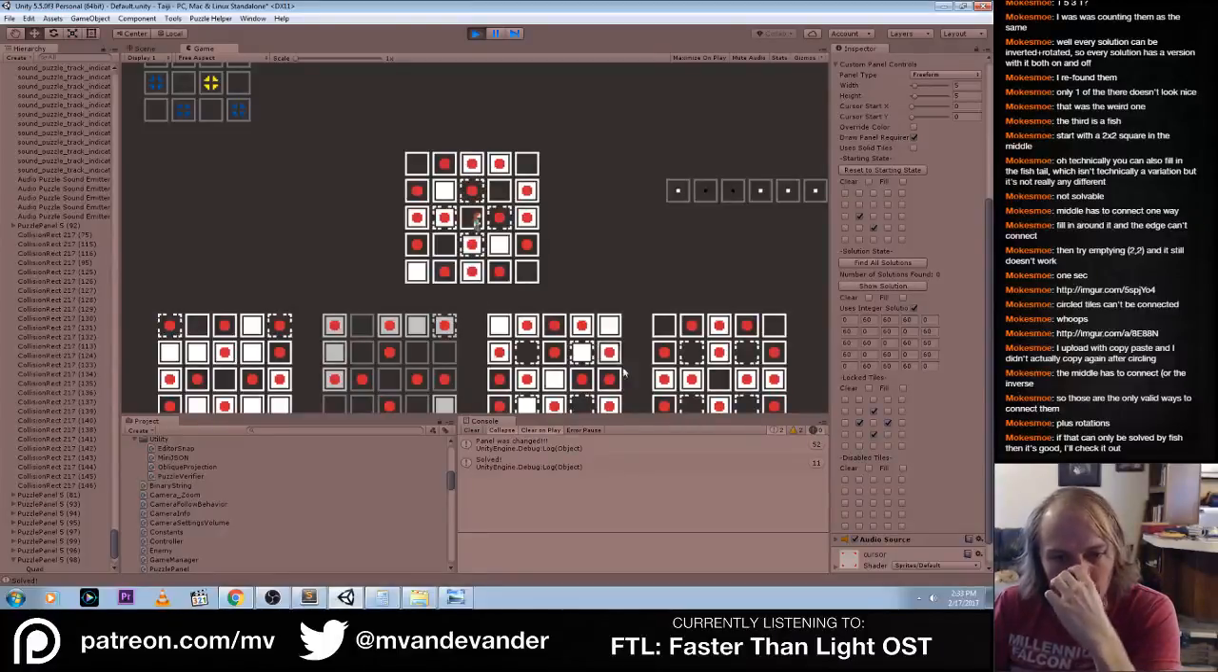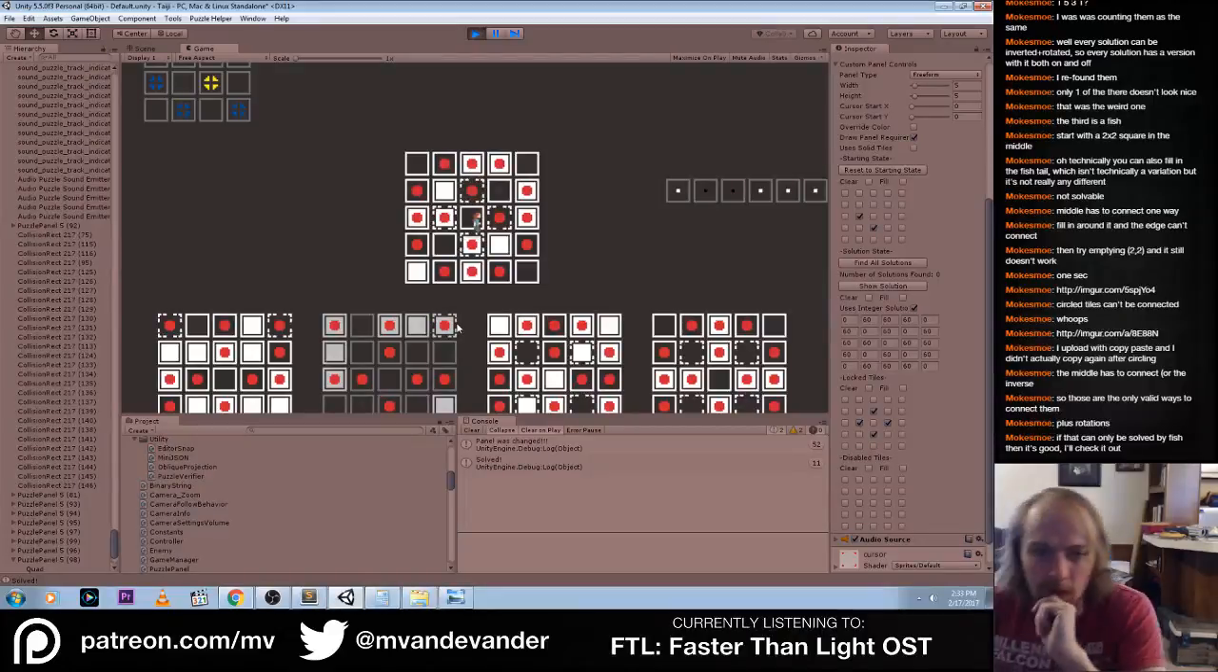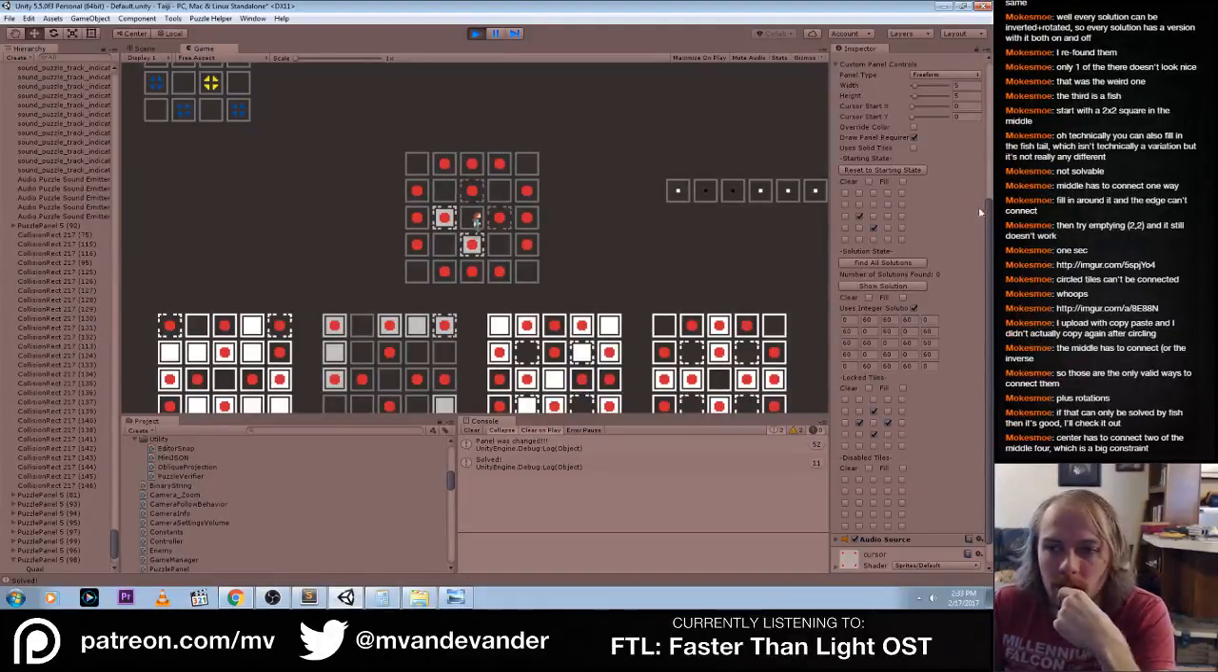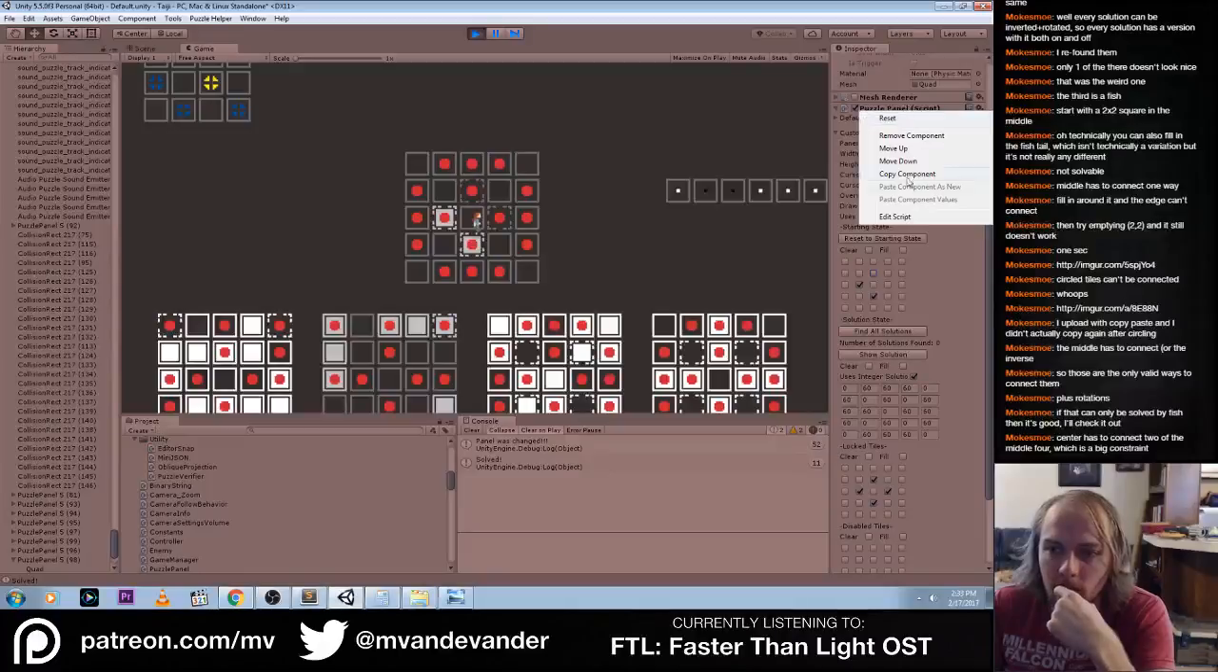That might be a better puzzle than this one, though. If there's only one solution, then it might be better than that one. Sadly, I can't check that. Can't check if there's only one solution.